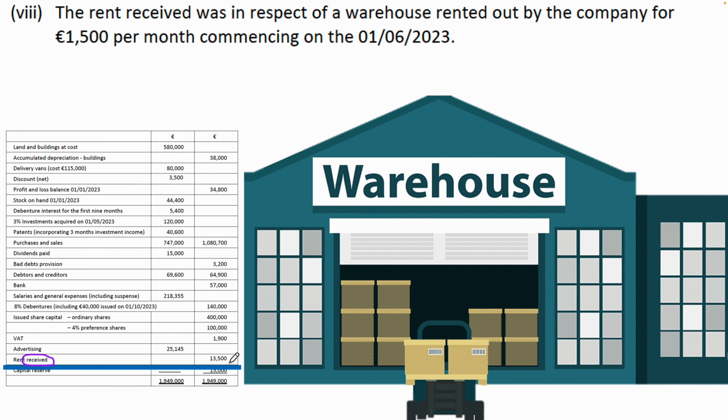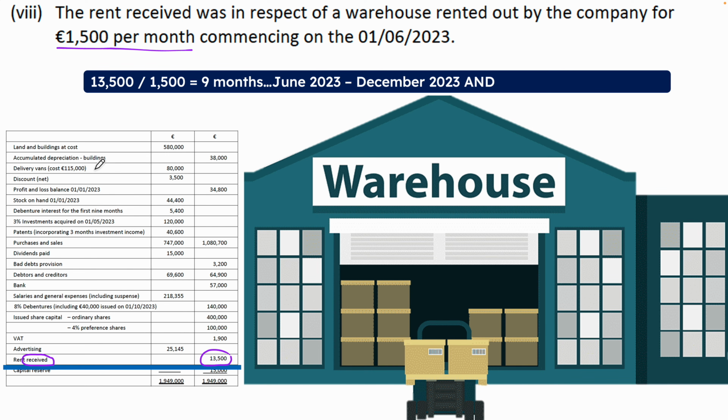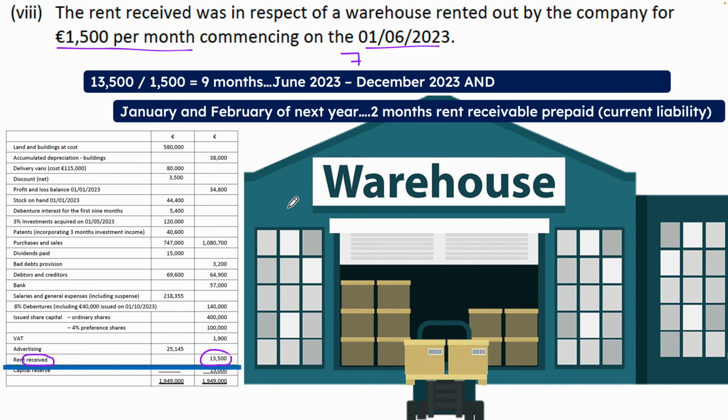So 13,500 was the amount of the rent received, right? And it's saying that it was 1,500 a month, okay? So 13,500 divided by 1,500, that's 9 months, right? They're telling us it commenced on the 1st of the 6th, which is June, July, August, September, October, November, December, which is 7 months of the current year, okay, which will go into the TPL. And then, okay, we're going to have 2 months, January and February of next year. That'll be rent receivable prepaid, which is a current liability, okay?